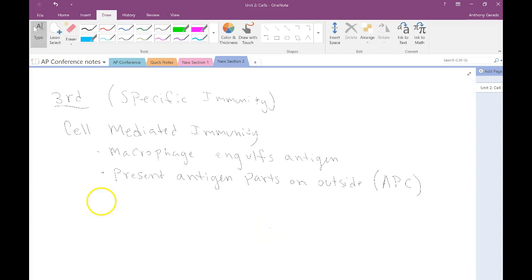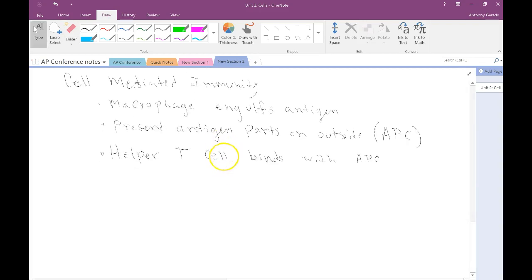And so now something can come along and bind with this. A helper T cell, with the APC. So a helper T cell is going to come along and bind with this antigen-presenting cell. And what that helper T cell can start doing is help stimulate the production of B cells and cytotoxic T cells. And so I'll put stimulates.